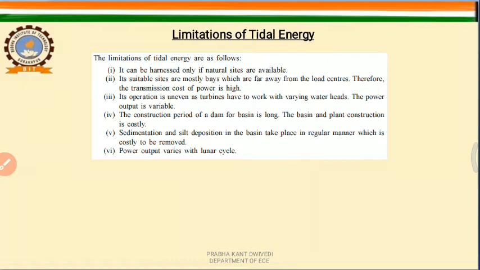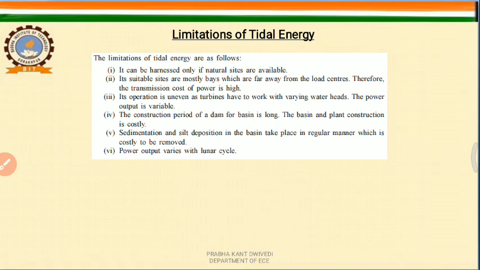The construction period of a dam for the basin is long. The basin and power construction is costly. Sedimentation and silt deposition in the basin take place in a regular manner, which is costly to remove. Power output varies with the lunar cycle. Sometimes the power output becomes very high, as I told, when the sun, earth and the moon lie in the same line. At that time the height of the tide is very high, and so the power output is also very high.